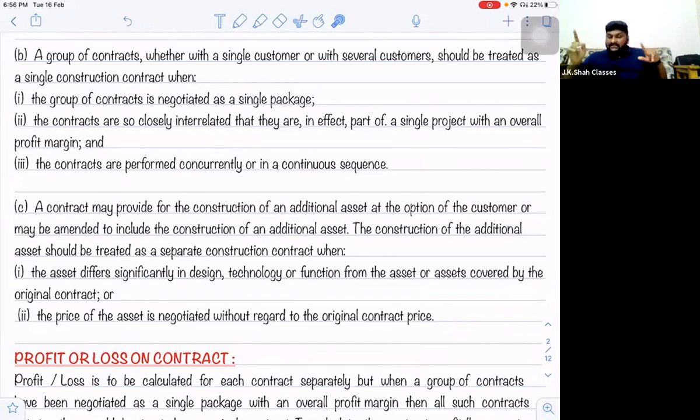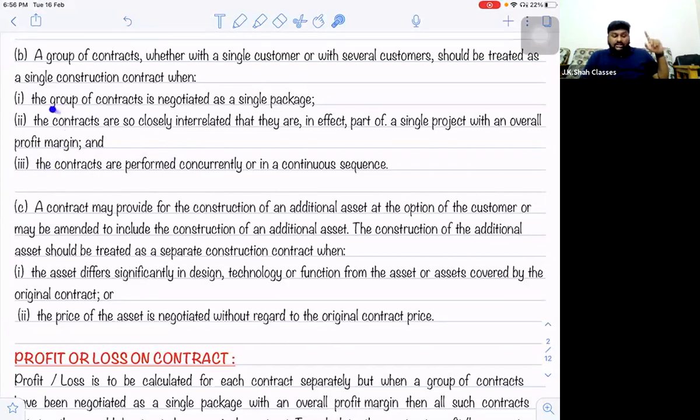Because technically, as per AS7, different contracts that you enter have to be accounted separately. But when you account so many contracts, it creates a problem for you. So can you combine them? The answer is yes. You can combine these contracts only if these conditions are satisfied.